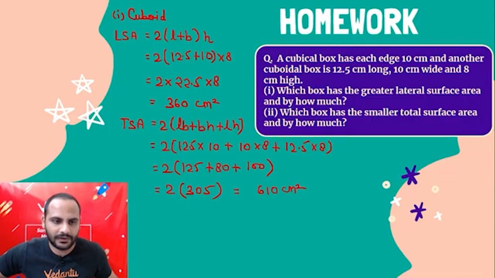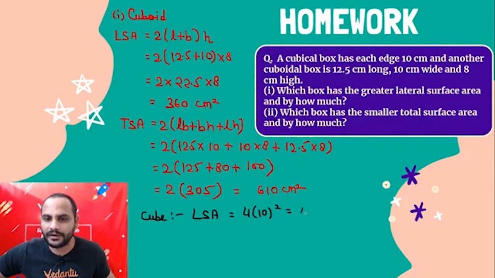Similarly, let us calculate this for the cube as well. So for cube, the lateral surface area will be 4 into side square. Side is 10. So 4 into 10 square is 400 centimeters square. So which has the greater lateral surface area? You will say, sir, cube has greater lateral surface area. And by how much? So 400 minus 360. So it is 40 centimeters square more.